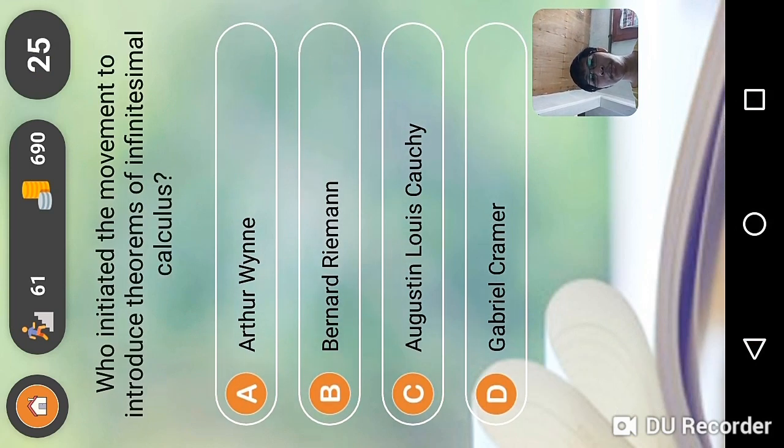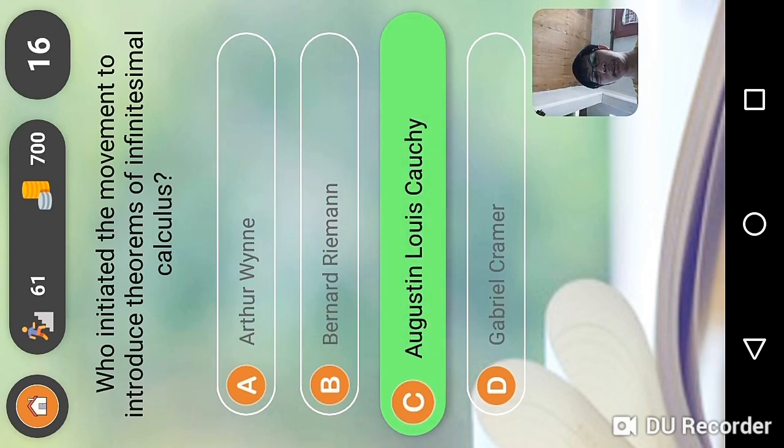Who initiated the movement to introduce theorems of infinitesimal calculus? Ang nag-initiate nito ay si Augustin Cauchy.